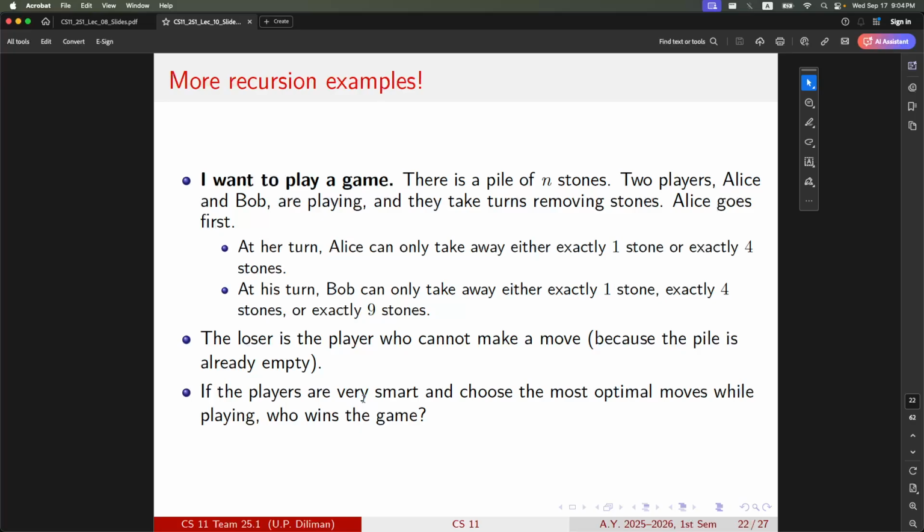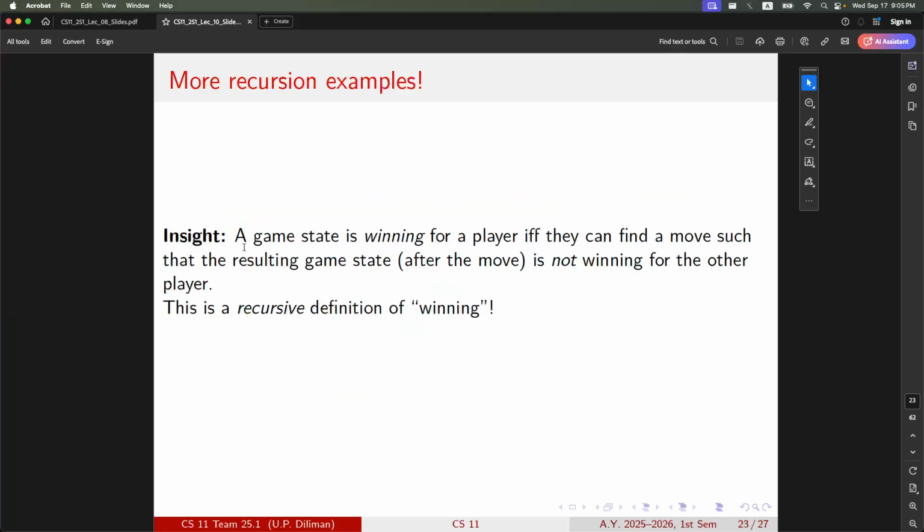So, how do we do this? Maybe we can try modeling the game as a function to check if Alice will win, and maybe a function to check if Bob will win, given the number of stones currently. And we can formulate it like this.